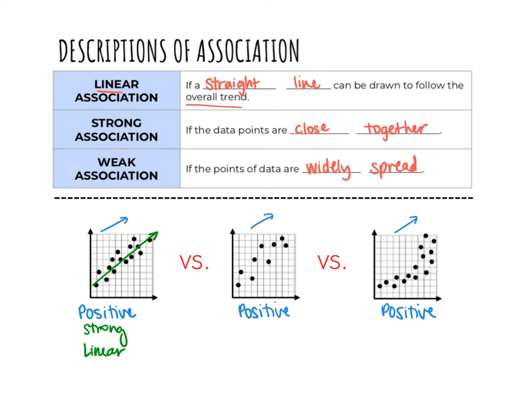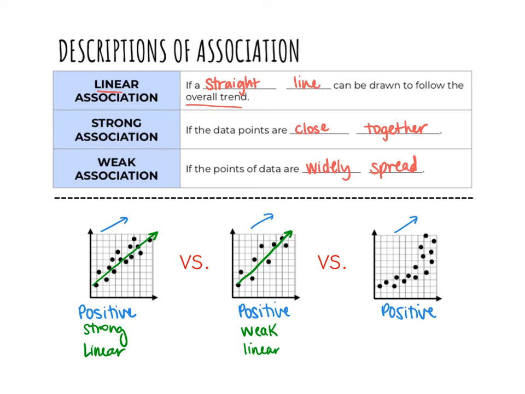Whereas if I look at the second example, I see that those points are more spread apart. So it's not as strong as that first one. So I could say this has a pretty weak association, but it's still moving all in a general linear fashion. So I'm still going to describe this as a linear association.